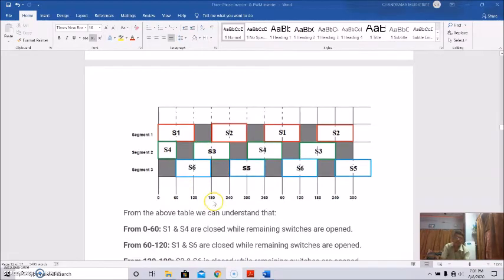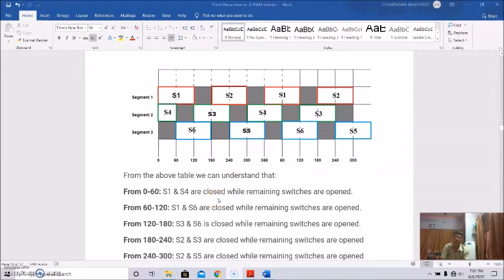From this table we can understand that from 0 to 60 degrees, H1 and H4 are closed while the remaining switches are open. From 60 to 120 degrees, H1 and H6 are closed while the remaining switches are open. From 120 to 180 degrees, S3 and S6 are closed while the remaining switches are open.